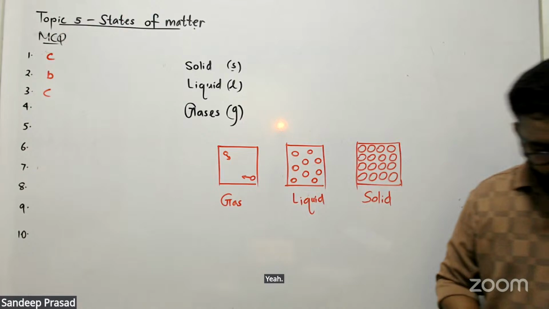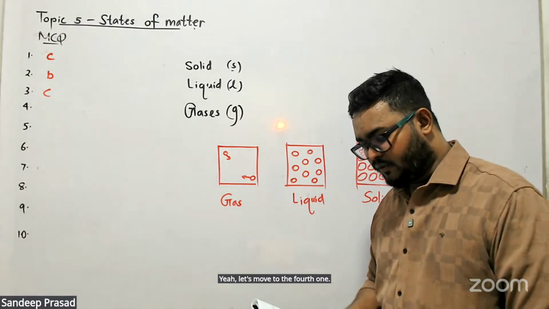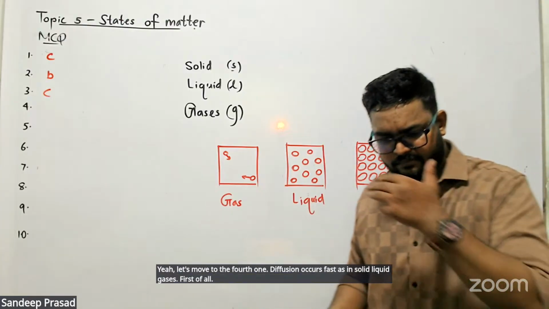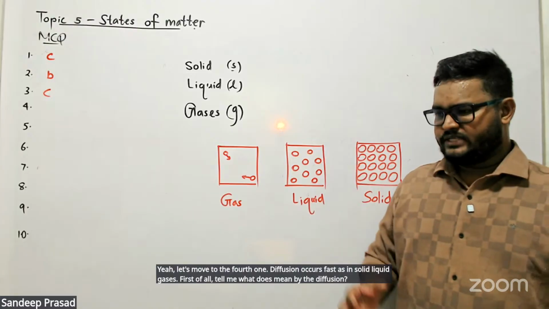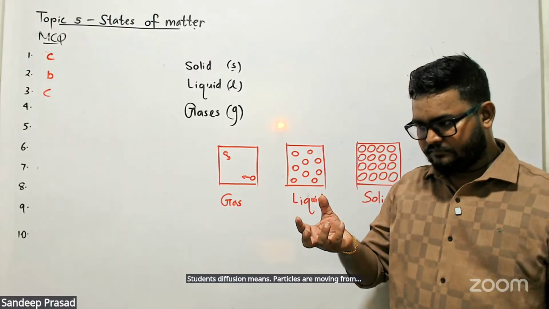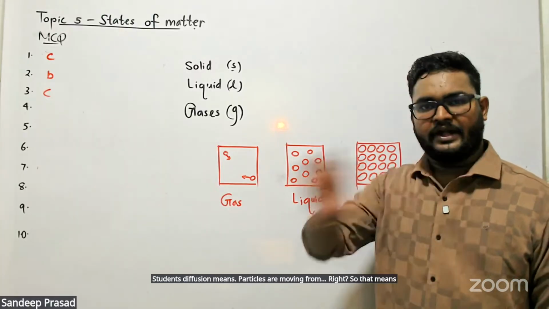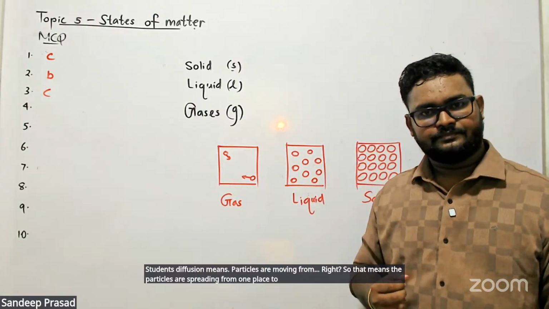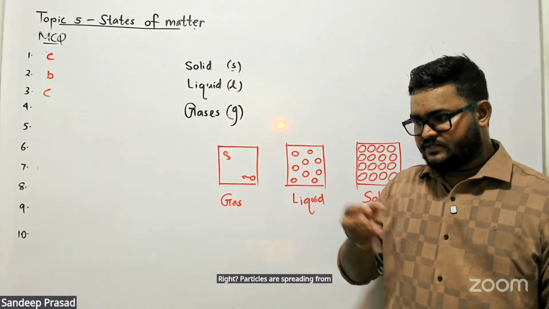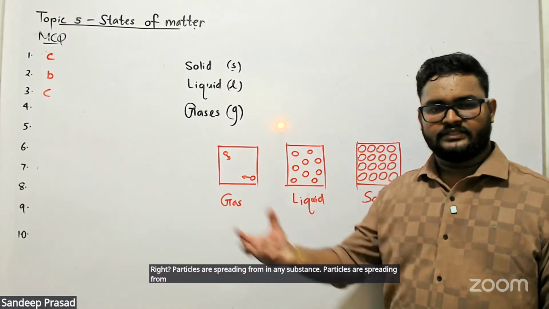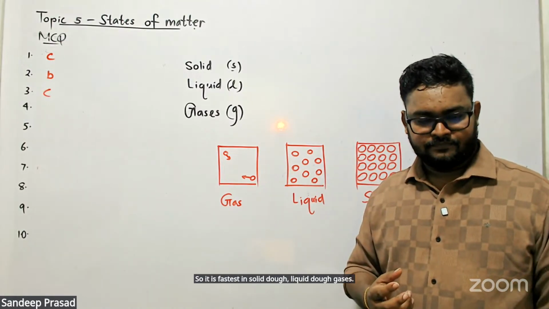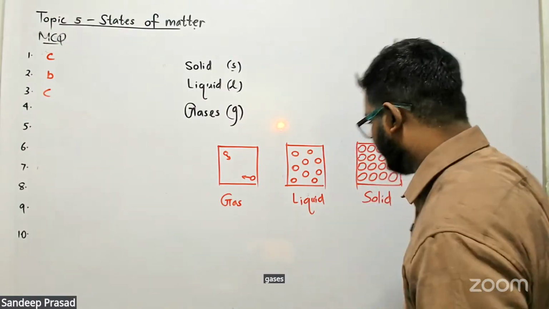Yeah, let's move to the fourth one. Diffusion occurs faster in solids, liquids, gases. First of all, tell me what is meant by diffusion? Students, diffusion means particles are moving from, right? So that means the particles are spreading from one place to another, in any substance. So is it fastest in solid or liquid or gases? Gases, right? Can you remember now?